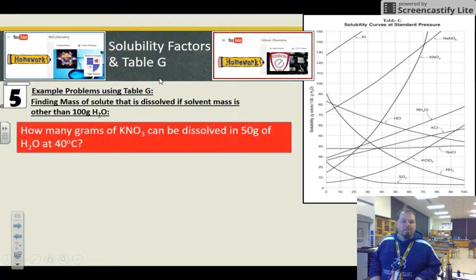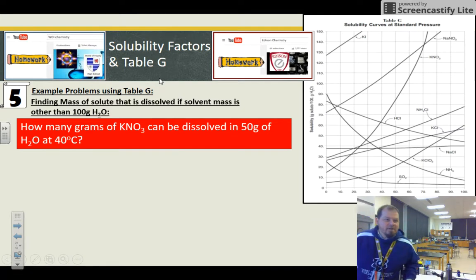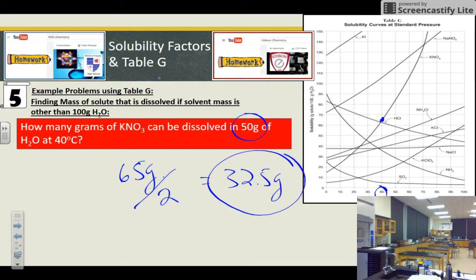Next kind. If other than 100 grams of water, now this is where things get fun. Okay, 40 degrees KNO3. 40 degrees KNO3 is this guy right here. And at 100 grams of water, I can get 65 grams to go into solution, correct? But it says I only have 50 grams of water, which is half. If I have half the water, I can get half the stuff to go in. So divide this number by 2. Now we're talking 32.5 grams will go into solution. Because I have half the water, I can get half the stuff to go in. Does that make sense? I hope that makes sense.